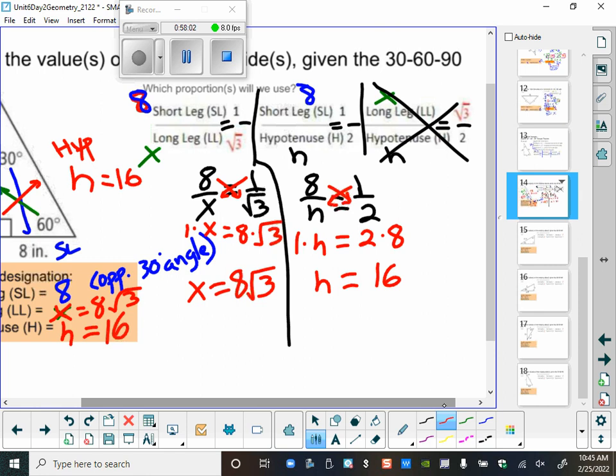Valerie, you agree with me? So, which proportion do we not use? Say it again. Which one? Because I don't know what the X is. I don't know what the H is. How many variables were there? How many variables do we see here? X and H. Is that 1 or 2 variables? 2. There you go. All right.